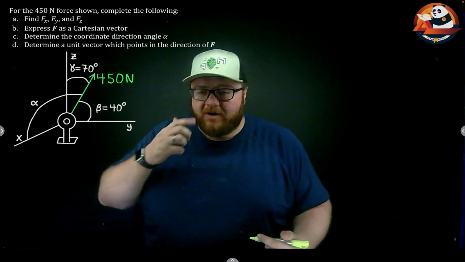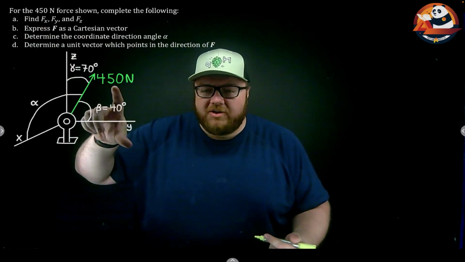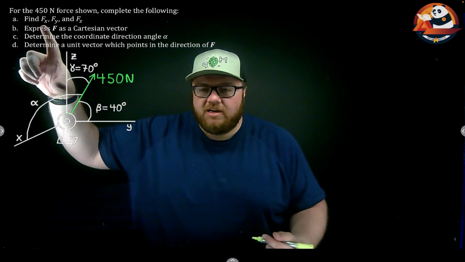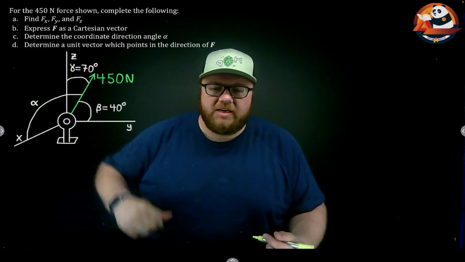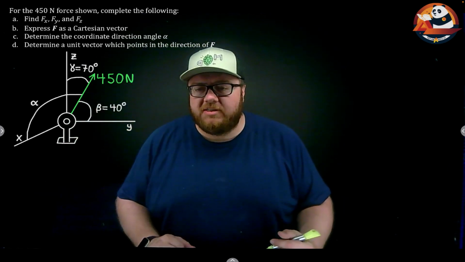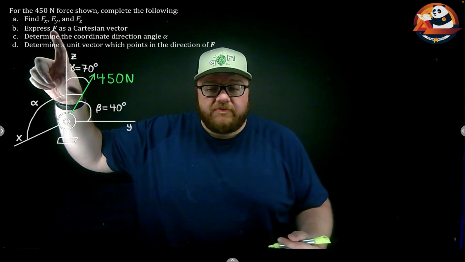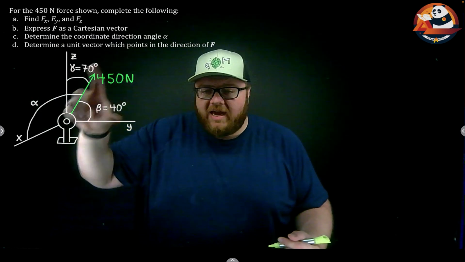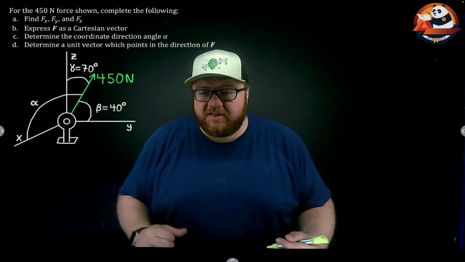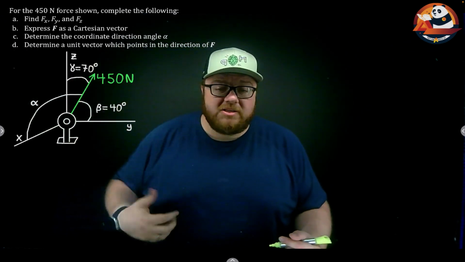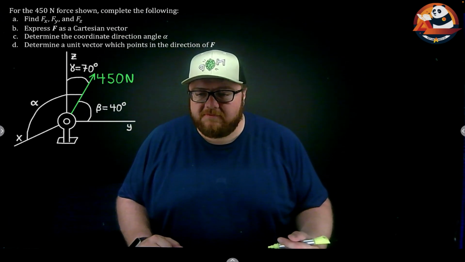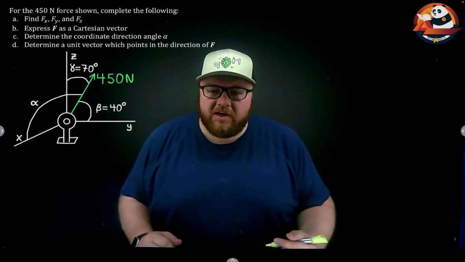Let's tackle an example problem. This time we have a 450 Newton force, and we're trying to figure out the following things. What's the x component, y component, and z component? We have a force going off in 3 dimensions here, not just in 2 dimensions. What's our force as a Cartesian vector? Then we'll figure out what is alpha. We don't know it to start out. We know our beta and gamma coordinate direction angles. And then we're going to figure out what's our unit vector that points in the same direction as this force vector. So let's just jump in and go for it.